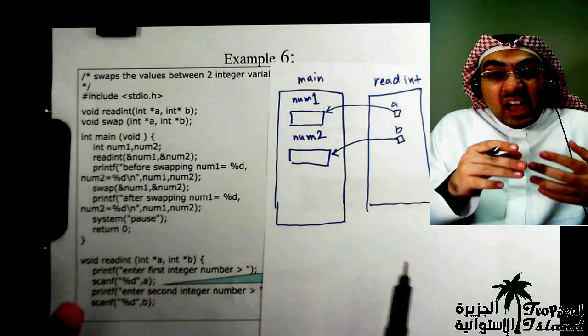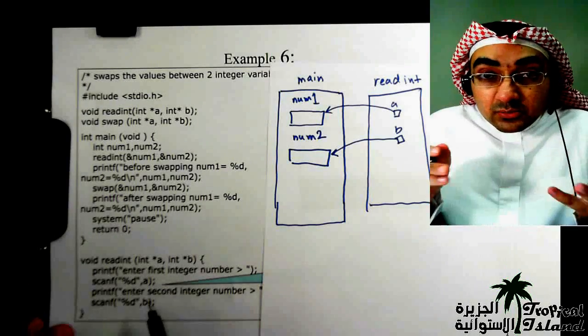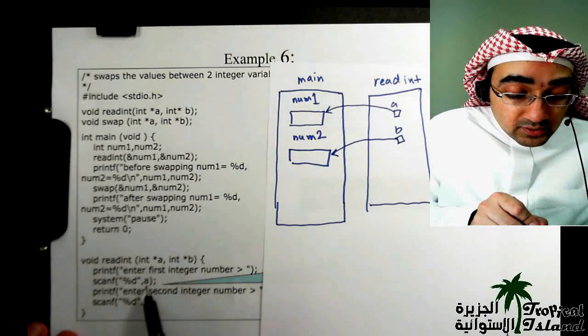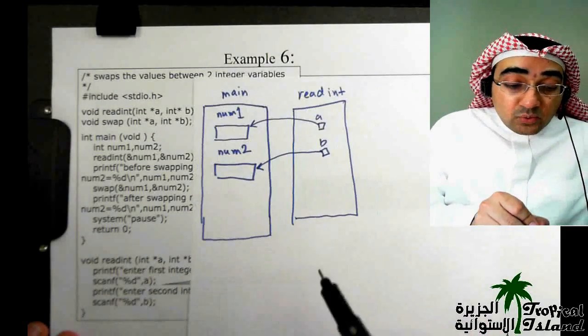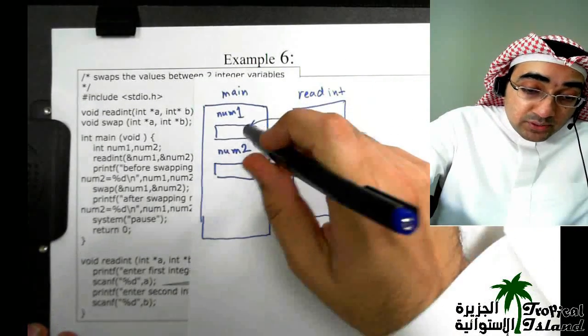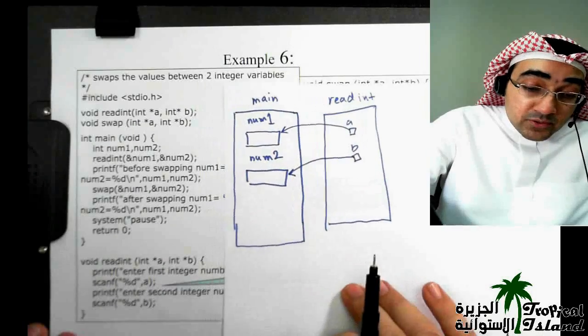Otherwise it would be the address of the address of num1, which is going to be crazy. It's not going to be anything. Okay, so this is why we don't put the address sign over here. So when the user enters a number, although we're storing at A, A is actually pointing at the address of num1, so the number is going to be stored over here.